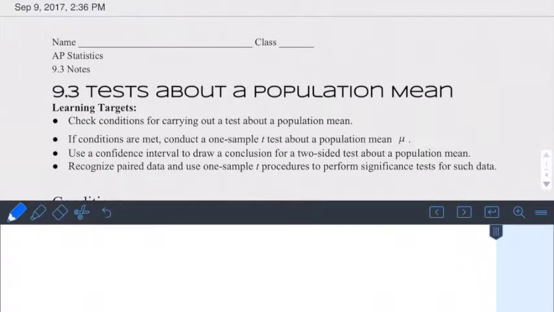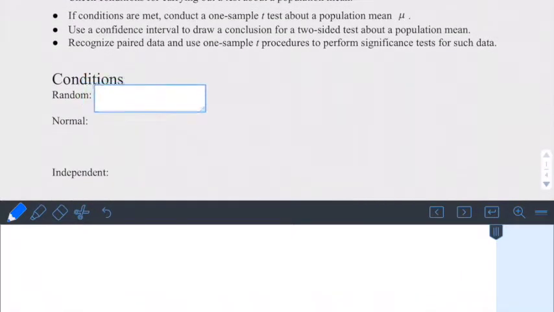Hi, EP students. In 9.3, we're going to talk about tests about a population mean. We just talked about population proportions, so it'll be pretty similar. So our conditions are still the same. We still want a random sample.